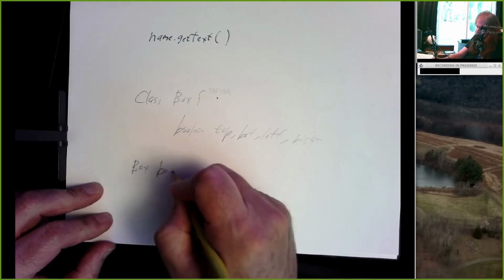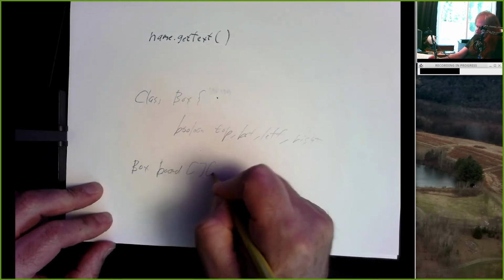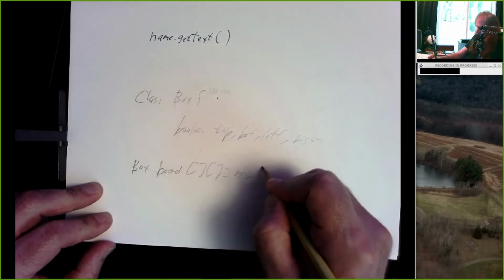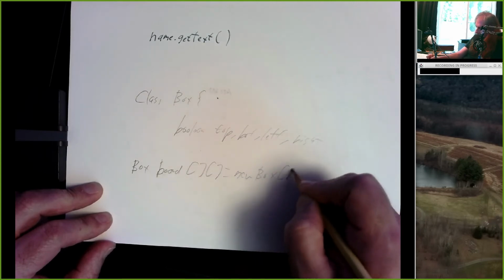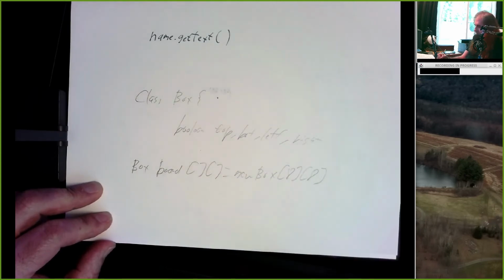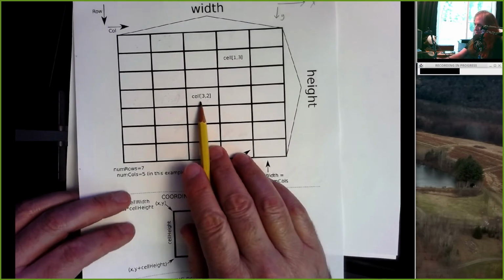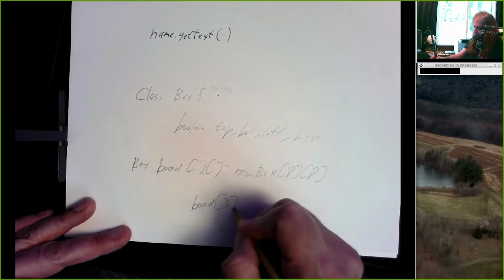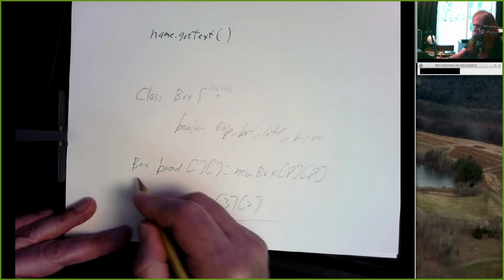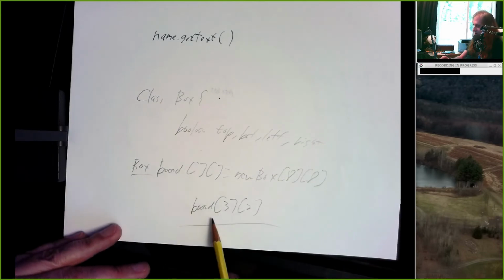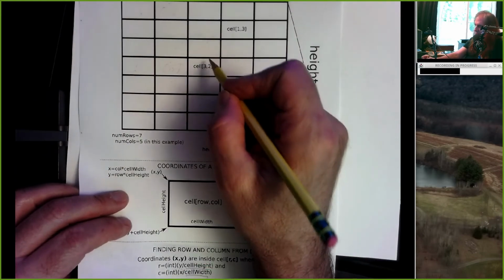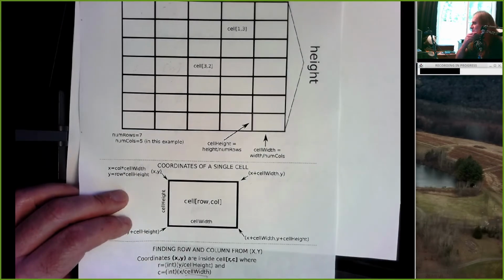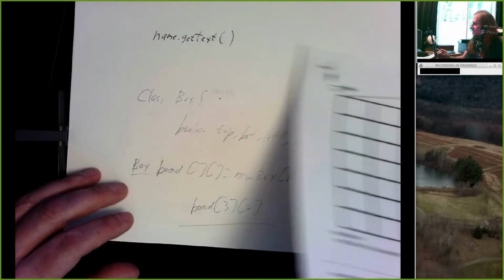So box board[][] equals new Box[8][8]. And now if I want to know something about box 3, 2, I just say board[3][2], and that's going to be a box. And so I could say, if board[3][2].top is false, because they clicked right here, then I can go ahead and set it true, and this person can claim that line.